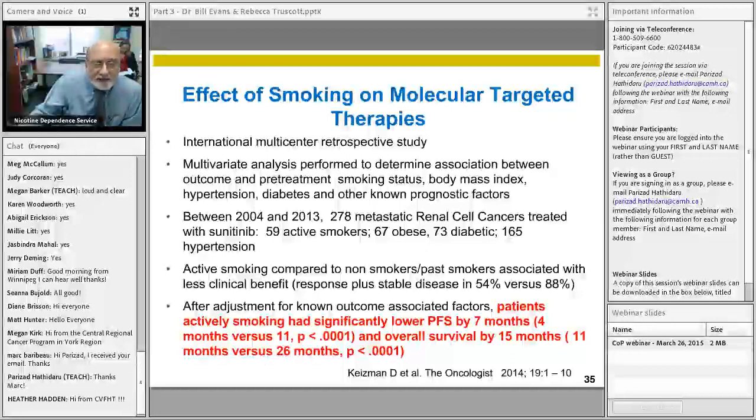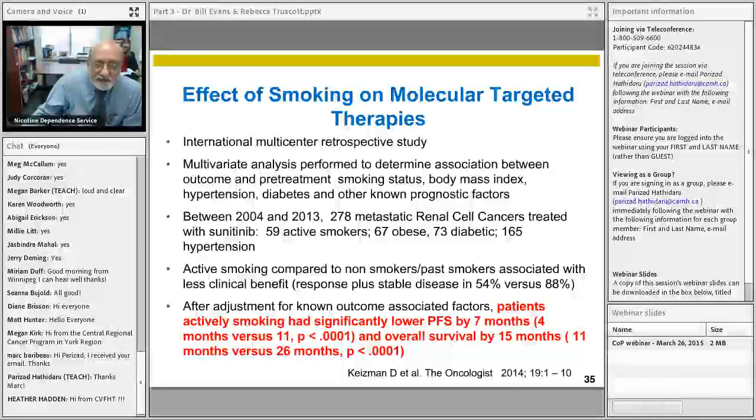And what they did was undertake a multivariate analysis to determine the association between outcome and pretreatment smoking status, as well as some other prognostic factors. So they had patients with metastatic renal cell cancer, 278 of them, 59 were active smokers, and then some other risk factors, as you see. And it turned out that active smoking, compared to non-smokers, resulted in much less response, 54% versus 88%.